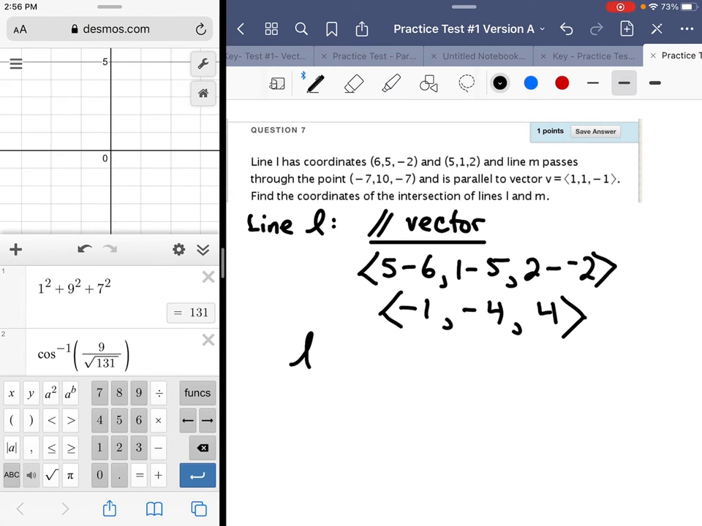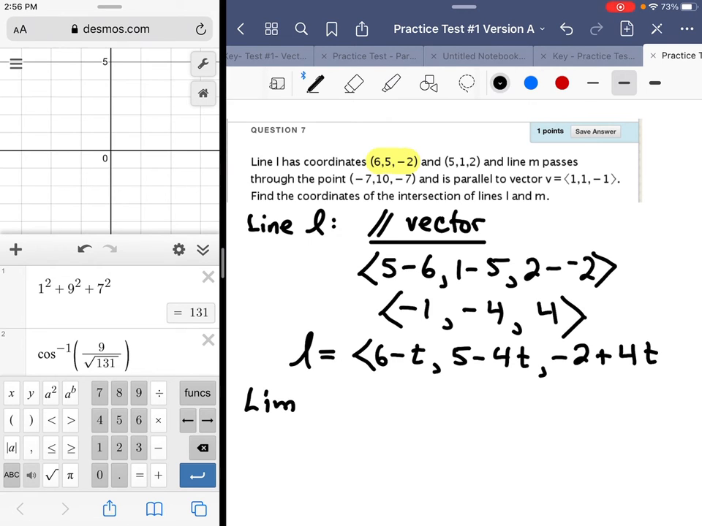All right, so my line equation, I'll call it L, would be the vector valued function. I choose to start it off or pin it at the initial value 6, 5, negative 2. So 6 minus 1t, 5 minus 4t, and then negative 2 plus 4t.